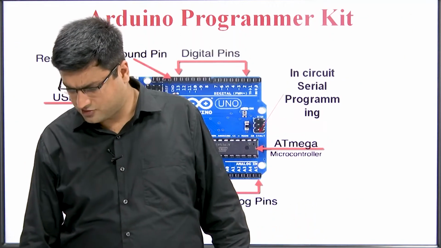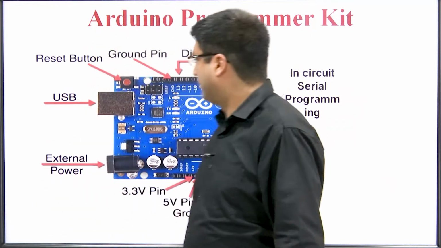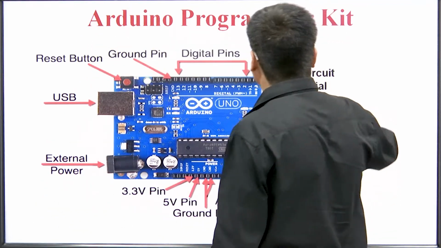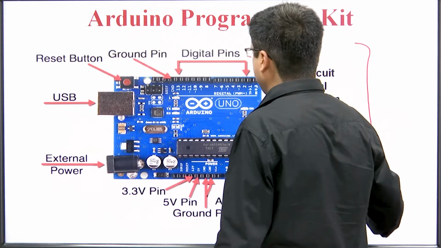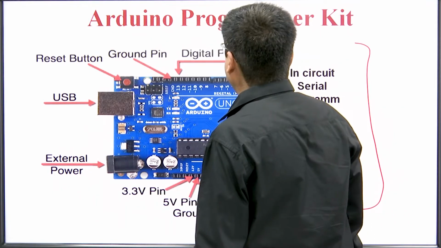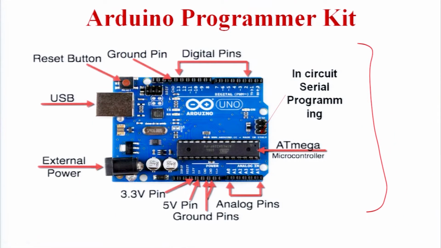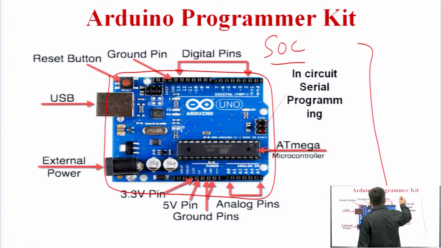These are the features of Arduino, and here is the Arduino programmer kit. These are pictures I have taken for a clear view of the Arduino. This is the Arduino circuit board. This is the microcontroller. All the components we are talking about are integrated in the same chip, so it is called an SoC, system on chip. What is the meaning of system? It is a computer. In a computer, there are three things: processor, input output devices and memory.